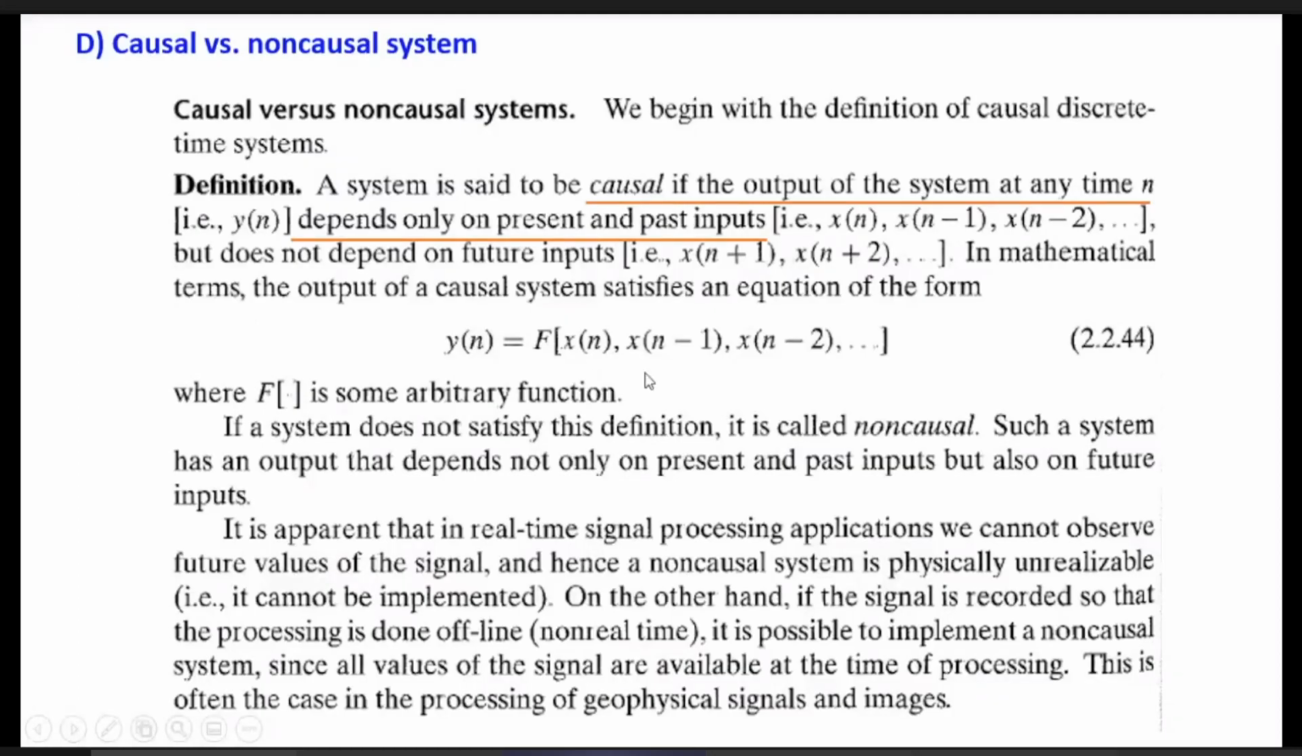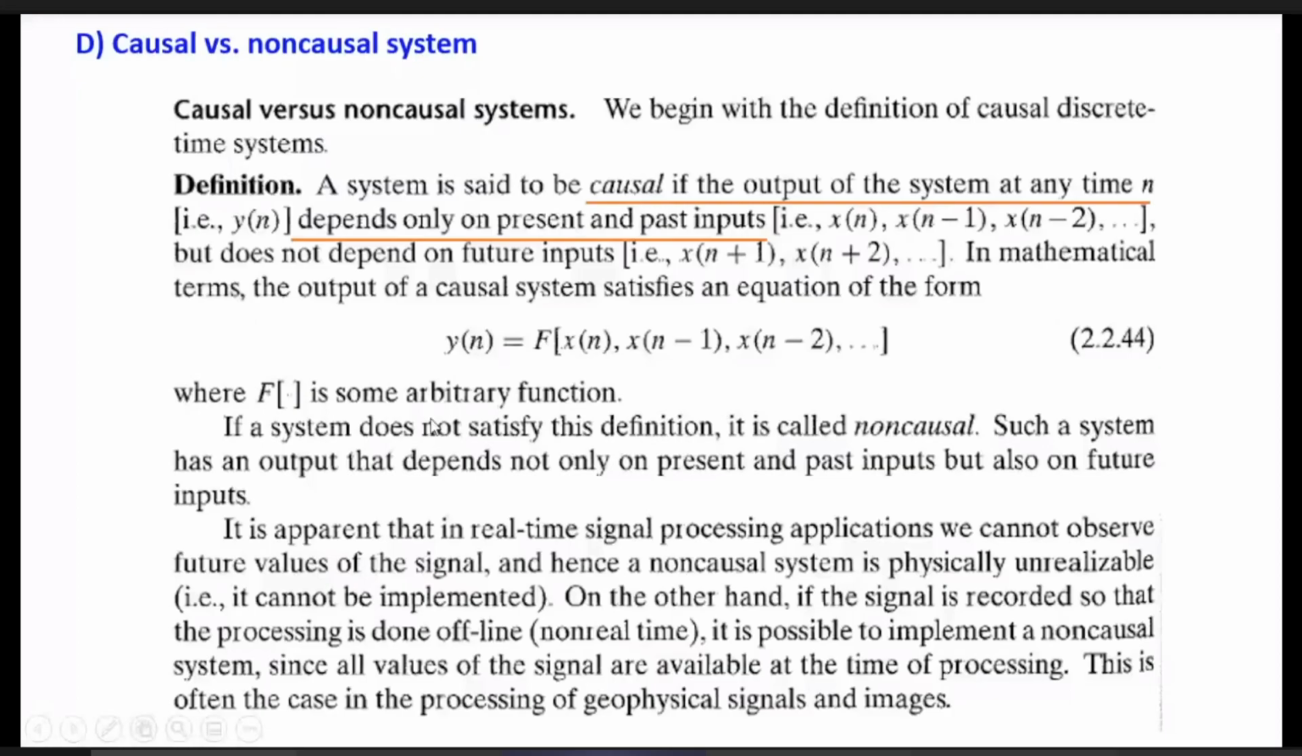So causal system depends on present and past inputs, x of n, x of n minus 1, x of n minus 2, but does not depend on future inputs, that is x of n plus 1, x of n plus 2. Okay. So mathematically इसको ऐसे लिखते हैं.